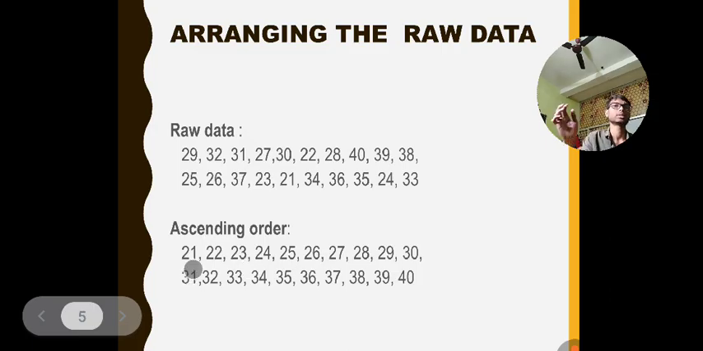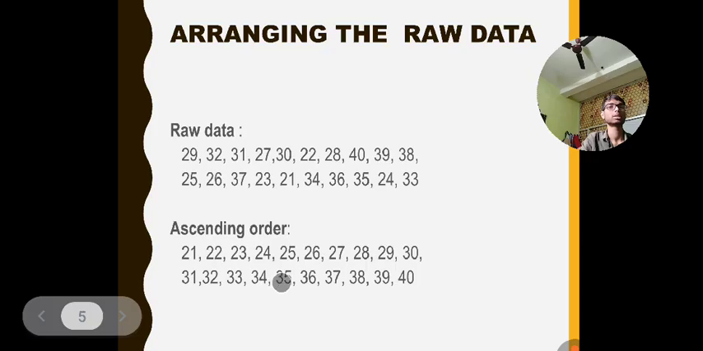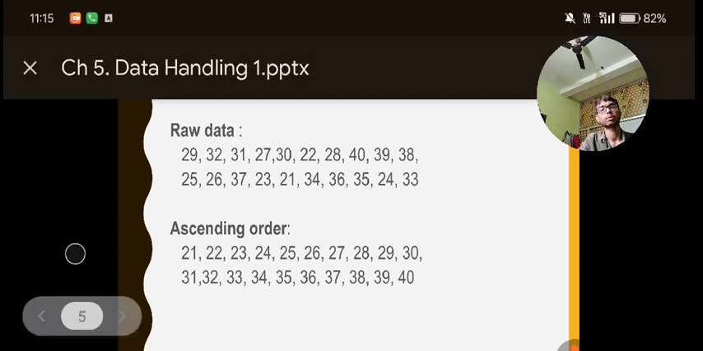Here we can say yes, the first number is 21, 22, 23. This is readable. This is not readable. Anyone cannot interact with these numbers. Now anyone can interact with these numbers, and that person would say yes, this is in ascending order. Now this was raw data. This became ascending order. Now we will say this is not raw data.